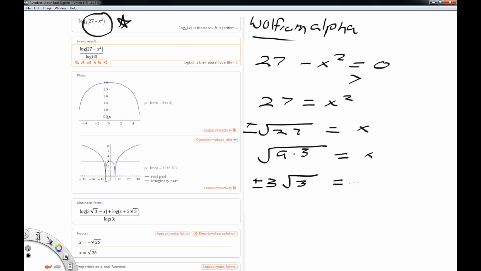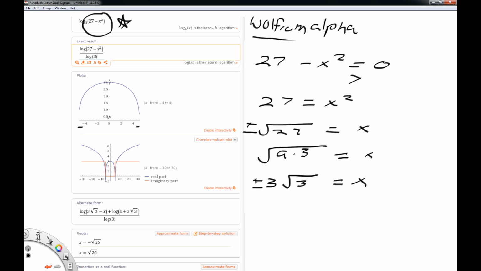And if you go ahead and take a look at this graph, that makes sense, right? It could either be a negative here or a positive here, because if you square that, it's going to be positive anyway. If you square a negative number, it's going to be positive. So your domain is plus or minus 3 square root of 3.